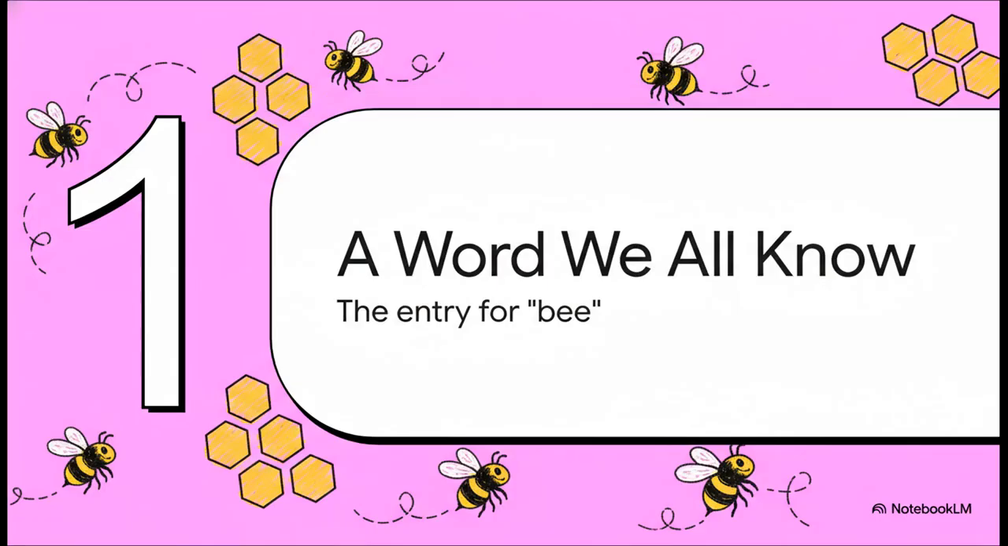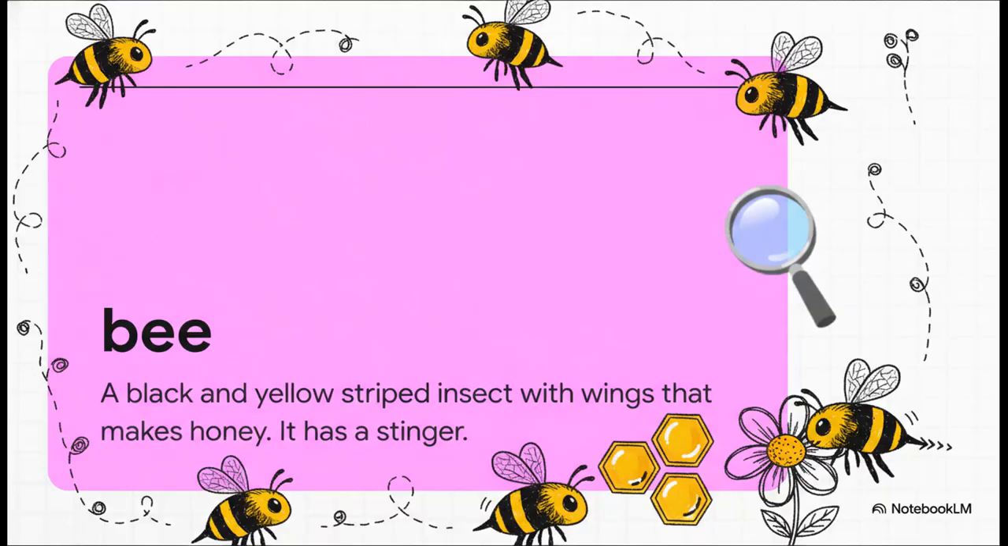Okay, so our word for today is the humble bee. And if you look at the dictionary entry, it seems, well, completely straightforward. Exactly what you'd expect, really. Let's just read it out. A bee is a black and yellow striped insect with wings that makes honey. It has a stinger. Yep, that's a bee. No big surprises there, right?